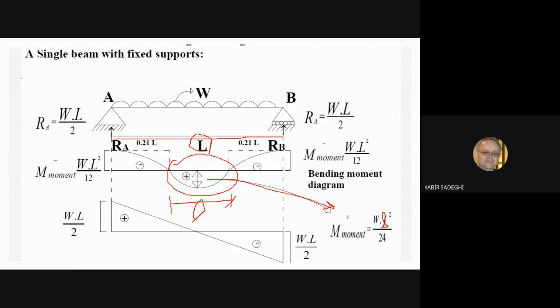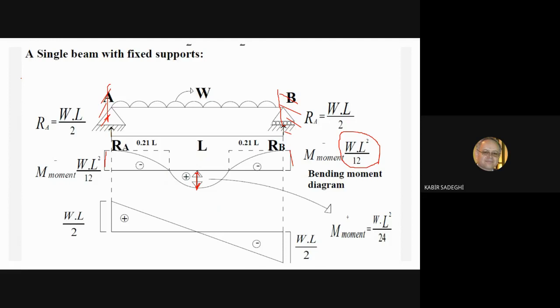No. This is not that one. This is the real one. You know that when you have fixed support, I told you we have fixed here. Fixed support at the support, the negative moment is W L square over 12. At the middle, positive moment is W L square over 24. This is it. But when we say, okay, the curve is like this, and we have here change. How? The moment is zero.